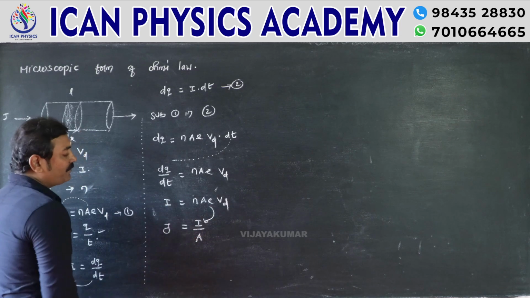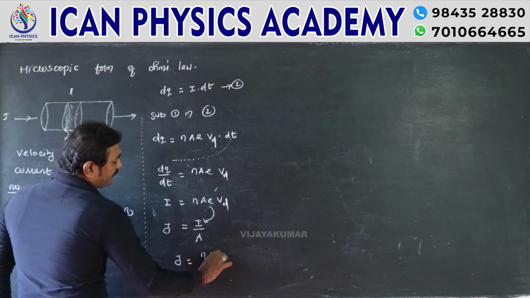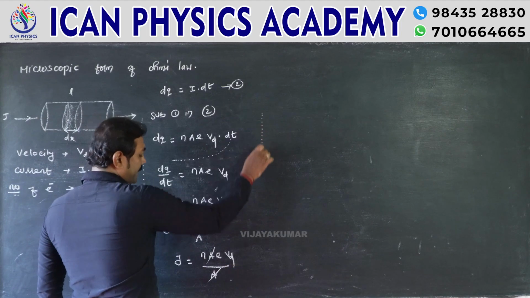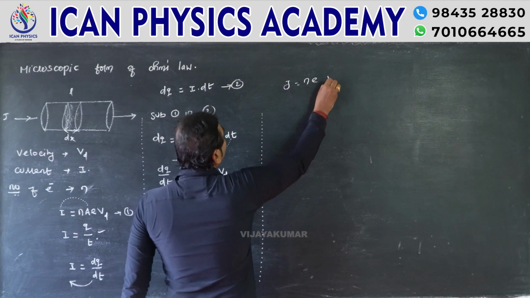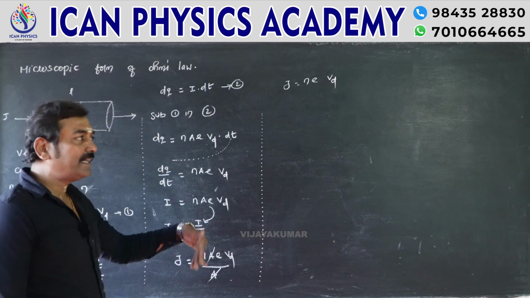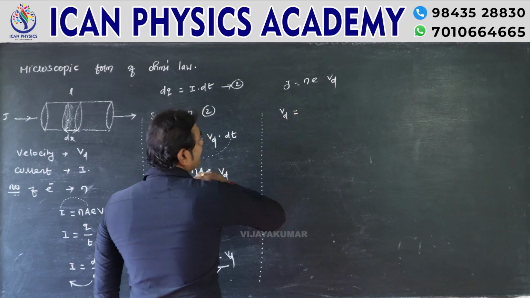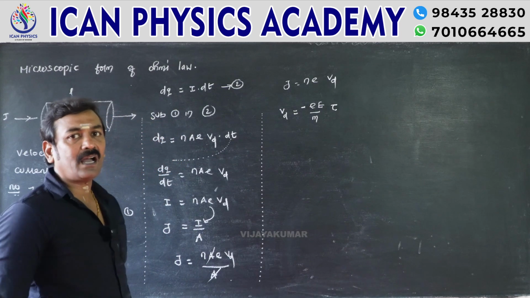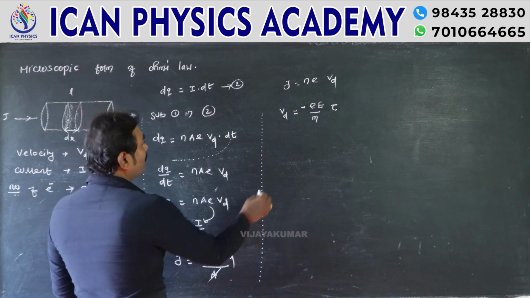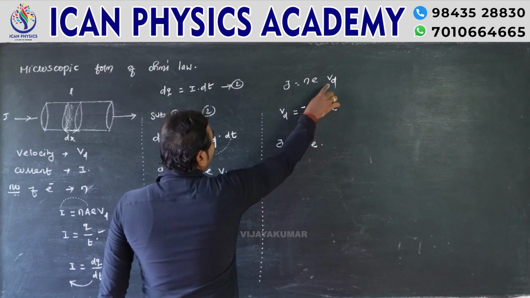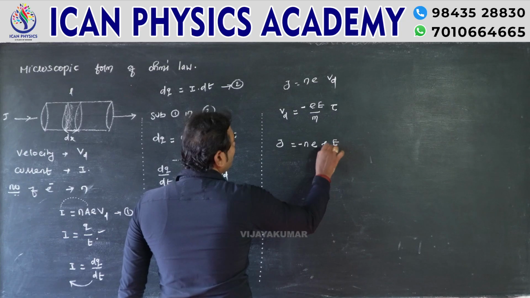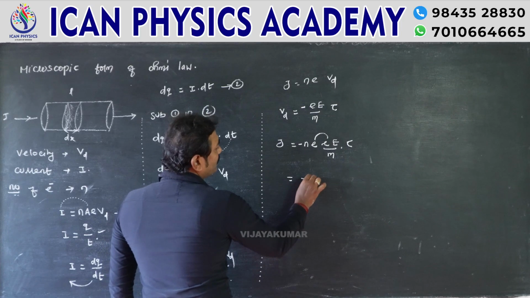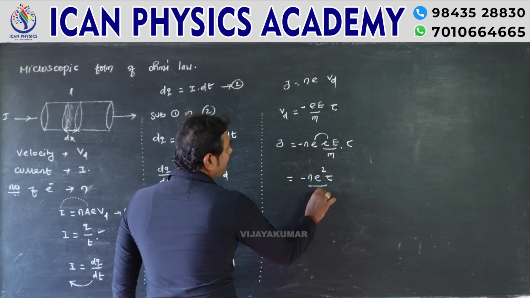Okay. Now substitute the value for I. So J equals NAE into drift velocity divided by A. Now A gets cancelled. Okay. Now J equals NE into drift velocity. So what is the expression for drift velocity? Drift velocity equals E by M into tau, where the electron is flowing in the opposite direction. Now substitute the value. So J equals NE into drift velocity, minus E by M into tau. Now E into E becomes E squared. So minus N E squared tau by M into E.